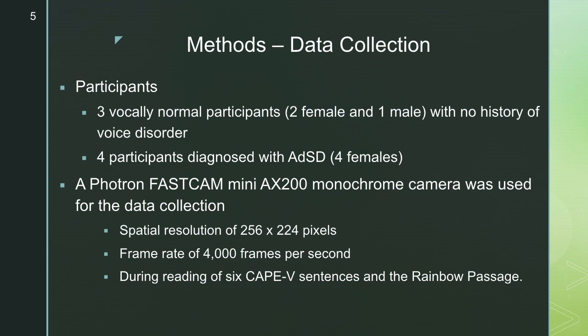A Photron FASTCAM Mini AX200 monochrome camera was used for data collection. The HSV recording was done at a rate of 4,000 frames per second. The data were obtained from each participant during reading of 6 CAPE-V sentences and the Rainbow Passage.